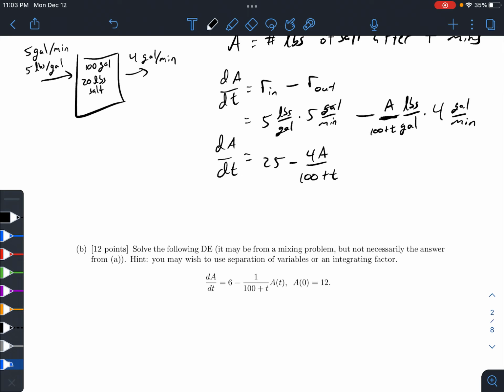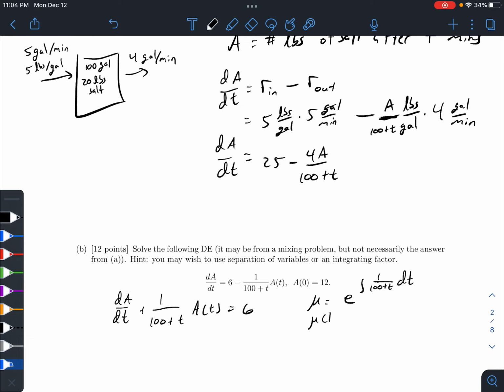In part B, we have a similar looking differential equation. It's not exactly equal, and we just have to solve this. And let's might as well do this using the integrating factor method. That's just what I feel like doing. So I'll bring this term to the left-hand side and leave the 6 over there. My integrating factor mu is going to be e to the integral of p of t over here.